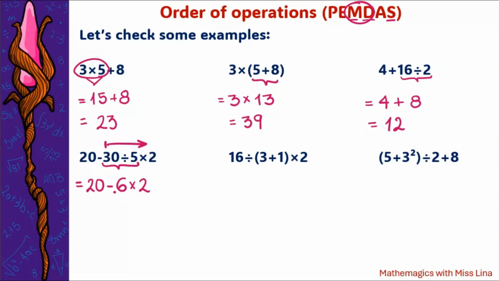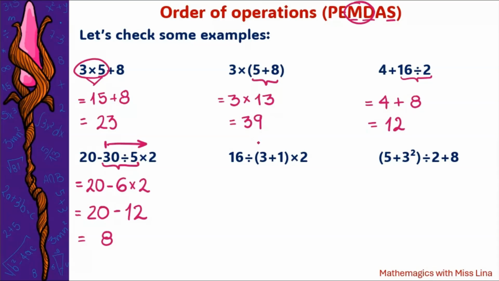Now I have a subtraction and a multiplication. Multiplication goes first. So again, nothing with the 20 yet. Minus 6 times 2 is 12. Finally, the only operation is the subtraction, so I do it. 20 minus 12 is 8. And that is the result.